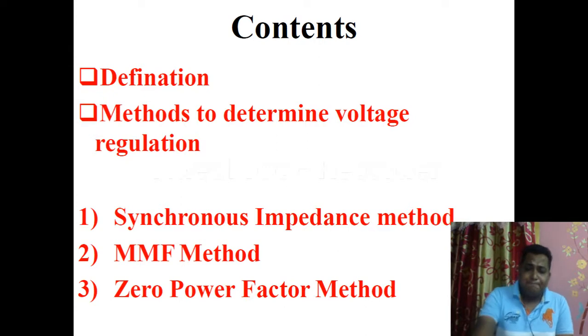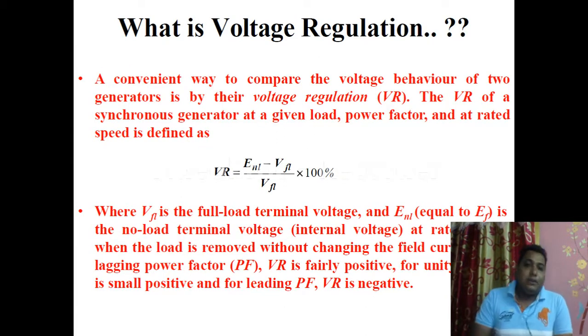So let us start. Yes, what is voltage regulation? A convenient way to compare the voltage behavior of two generators is by their voltage regulation. The VR of a synchronous generator at a given load, power factor and at a rated speed is defined by: voltage regulation is equal to the no load voltage minus full load voltage, divided by full load voltage, into 100%.